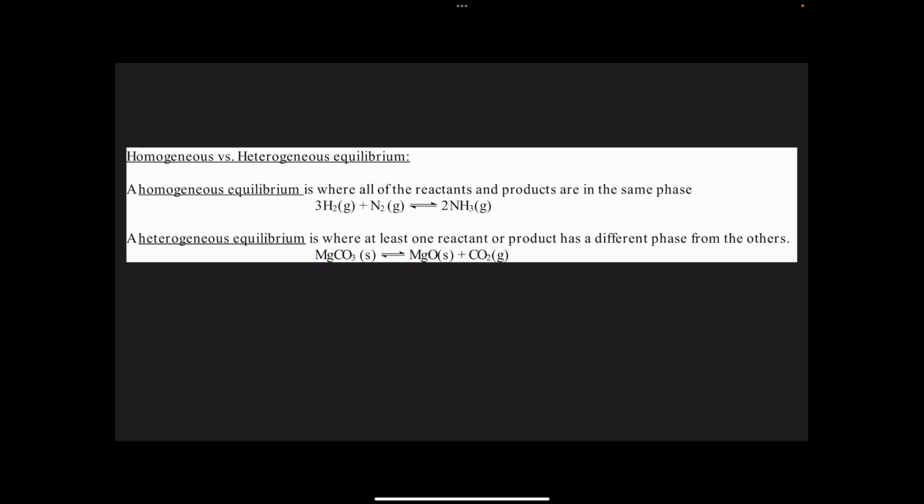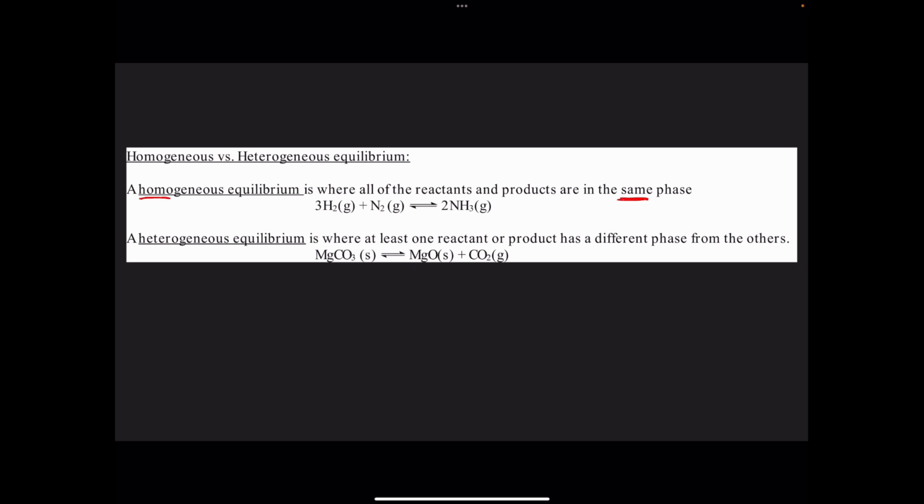Now, when it comes to equilibrium, and we're getting a foundation of equilibrium here, we're going to see equilibrium applied to other concepts later on. But when we talk about an equilibrium, it can be described as being either homogeneous or heterogeneous. And that's going to be in reference to our phases. So are the phases all the same or are they different? A homogeneous equilibrium is where all of the reactants and products are in the same phase.